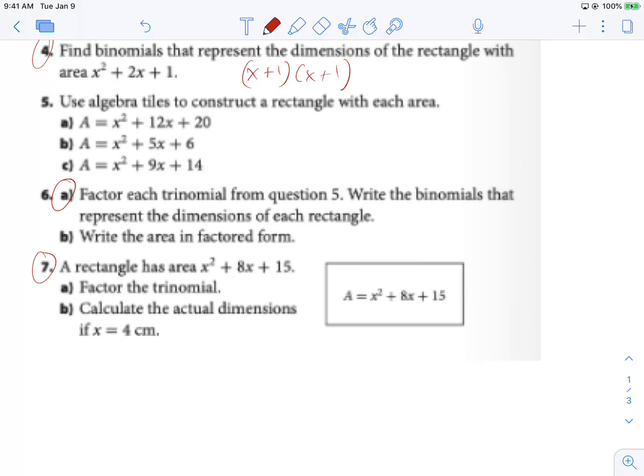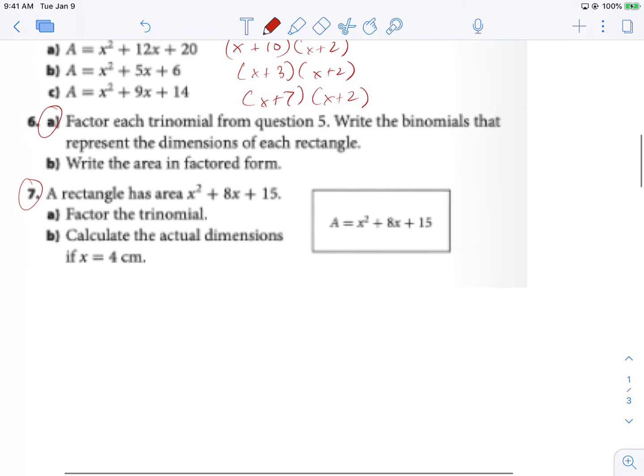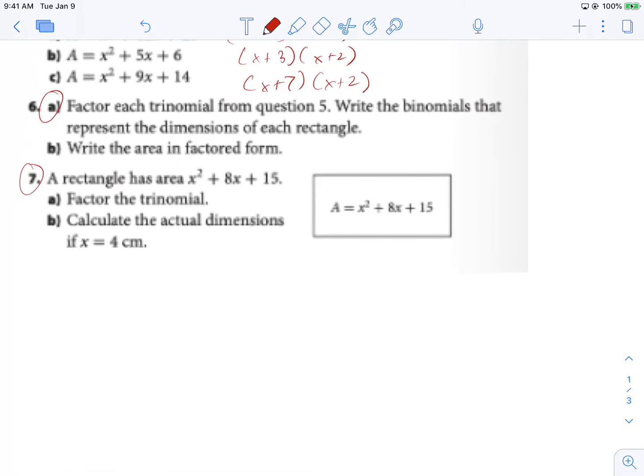6. So we're going to factor each trinomial from question 5. No problem, we can do that. So I'll do that again for you. It's going to be x plus 10. It's going to be x plus 2, x plus 3, x plus 2, x plus 7, x plus 2. Okay, perfect.